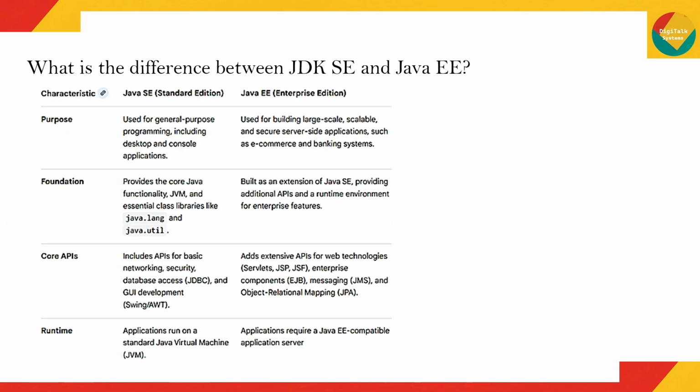What is the difference between Java SE and EE? SE means Standard Edition, EE means Enterprise Edition. Very simply, the Enterprise Edition is built on top of SE. When Java initially came into the picture, it was core Java, which had very limited functionalities at that time. So Java Standard Edition is, you can say, core Java with limited functionalities.